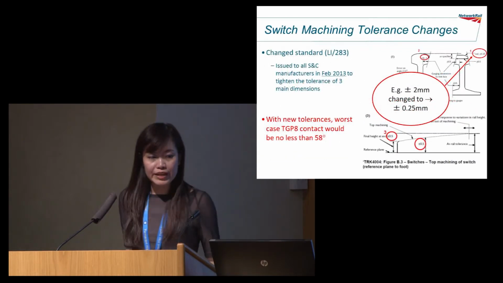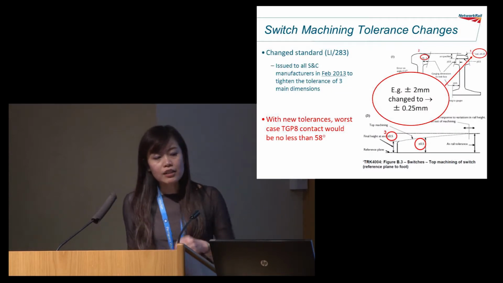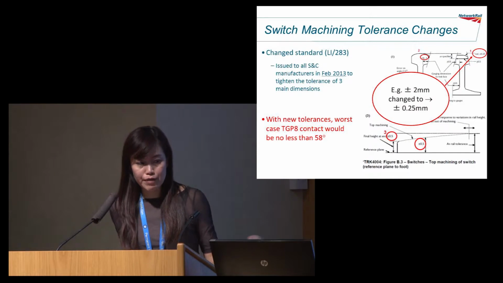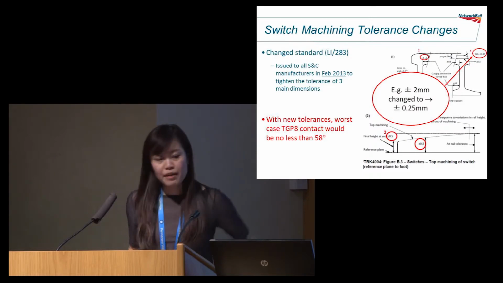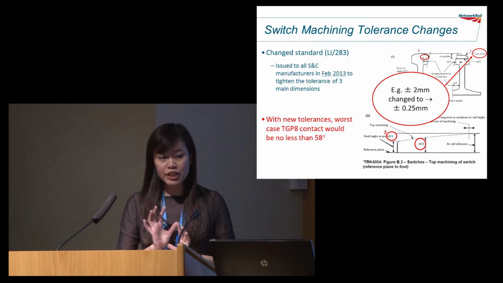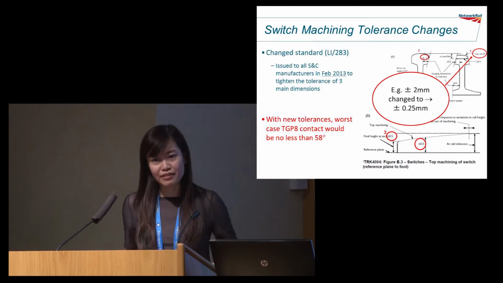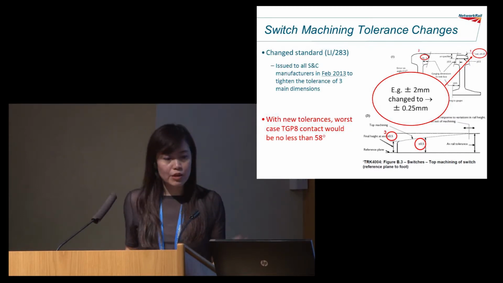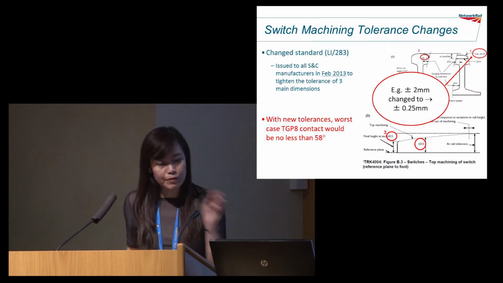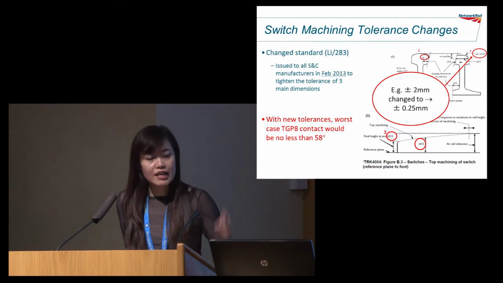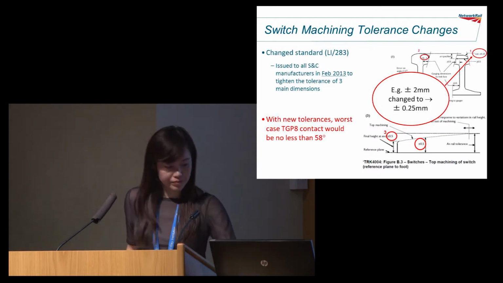So what we then do is change the standard. We issued a letter of instruction, 283, to all S&C manufacturers in February 2013, and we tightened 3 main dimensions because there are so many machining tolerances on the switch. If you tighten everything, it will be so expensive you won't be able to make the switch. So we only target 3 of them, the key dimensions. With the targeted 3 key dimensions, the contact angle will not be less than 58 degrees.